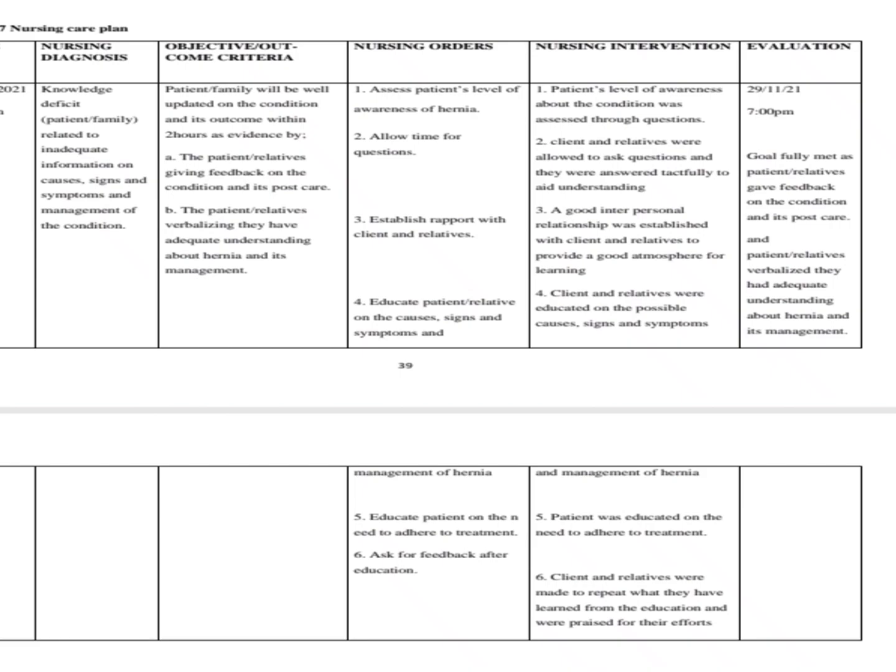Very simple. So with your date and time as well as you begin, put it over there. Then if your goal is fully met, right? Goal fully met as evidenced by what? Patient and relative gave feedback on the condition and its post care, and then patient and relative verbalize they have adequate understanding about the condition, which is hernia, and its management. Very simple, right?